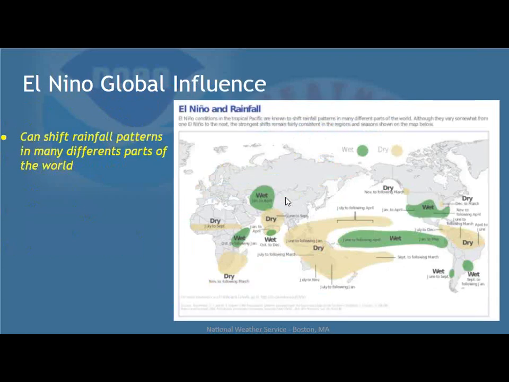So here's some of the global influence that El Nino can have on rainfall patterns across the globe. And you can see it's not just limited to the Pacific or the maritime continent and Australia. You can see, for example, in the United States, from January to April, if you're in an El Nino event, there tends to be wetter than normal conditions with drier than normal conditions in the Pacific Northwest and portions of the Midwest as well. And it also can affect rainy and drier conditions as far west as Asia and Africa as well.